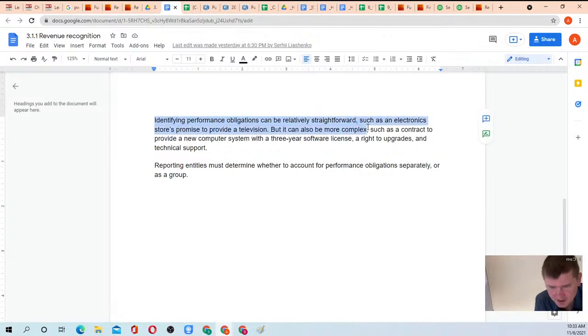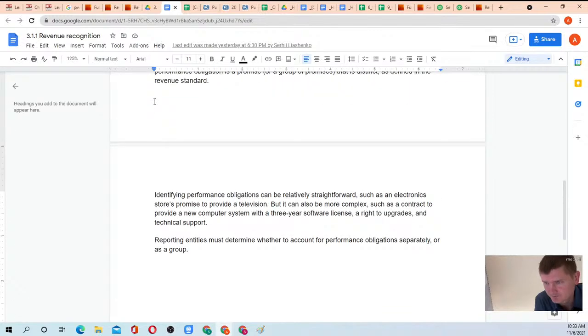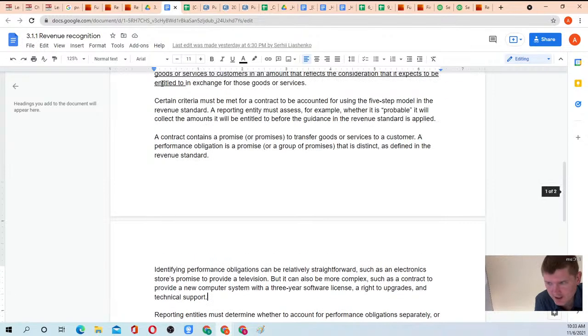So they say that identifying performance obligations can be relatively straightforward, like selling a television in a store, but it can also be more complex, such as a contract to provide a new computer system with a three-year software license, a right to upgrades, and technical support. With that, that was the modern accounting guidance.